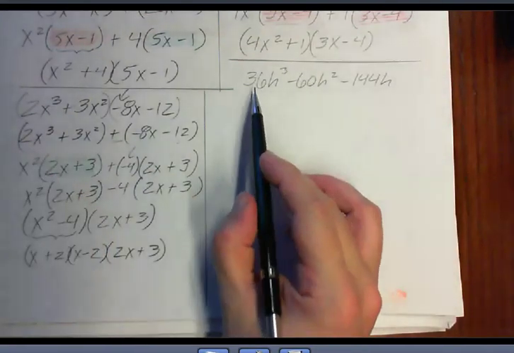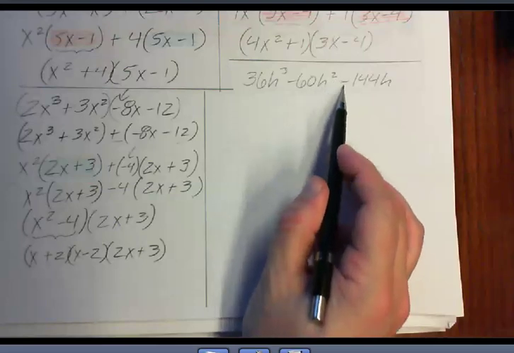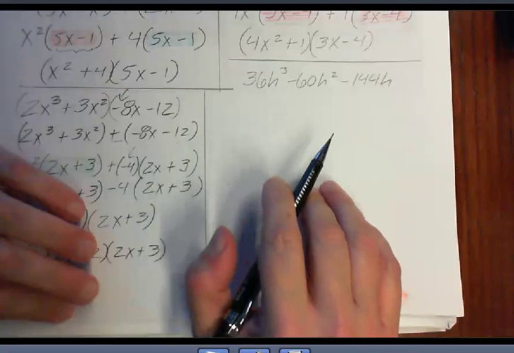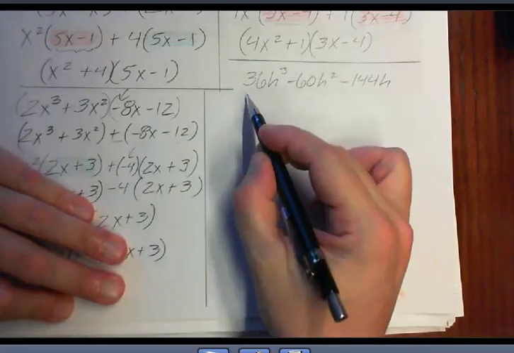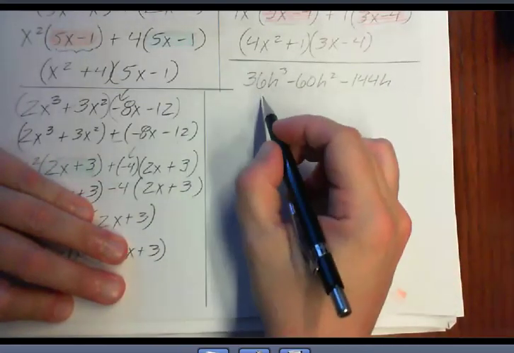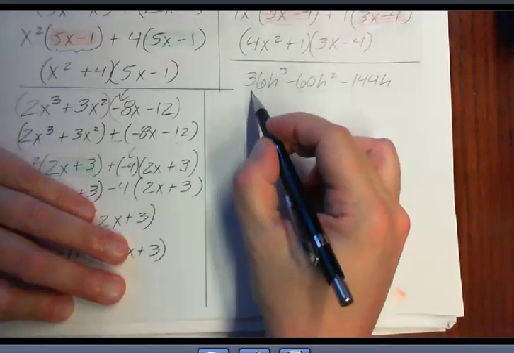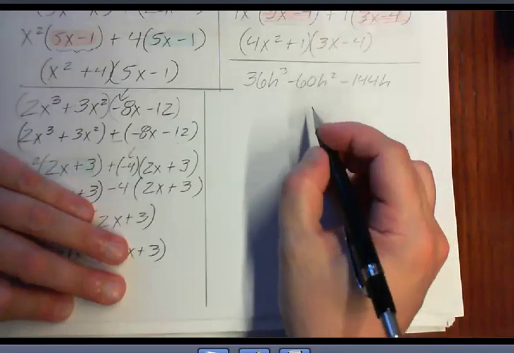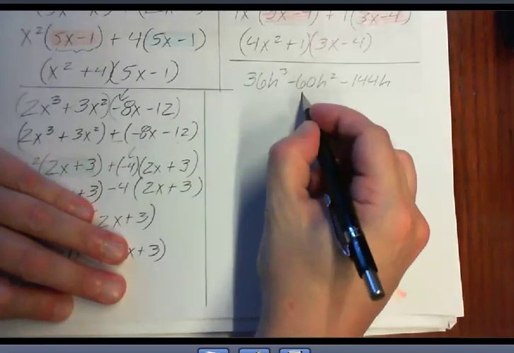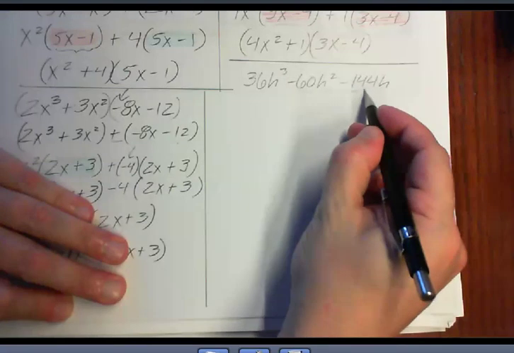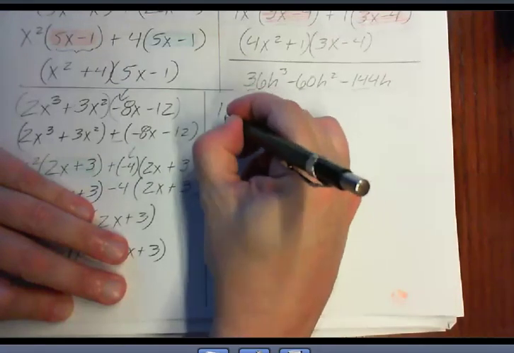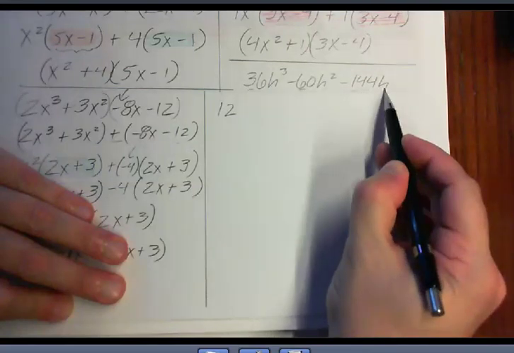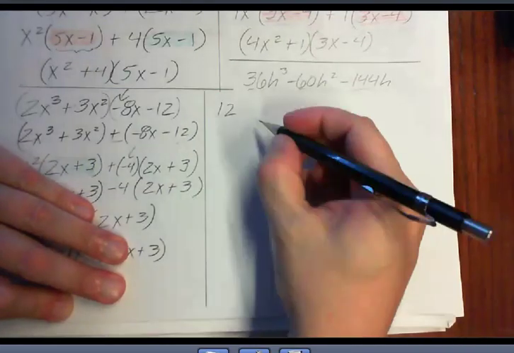Alright, so we're starting out with 36h cubed minus 60h squared minus 144h. So always the first step is find that GCF. Well, you can break all these down with the factor trees if you want, or just write all the factors out, but I typically want to think of it as taking it down to its prime factorization if you want to find the GCF. In this case, the largest number that'll go into all the numerical portions, all the coefficients here, is 12. Then you can see here I have h times h times h, h times h, and then just h. So the greatest variable I can pull out is h.